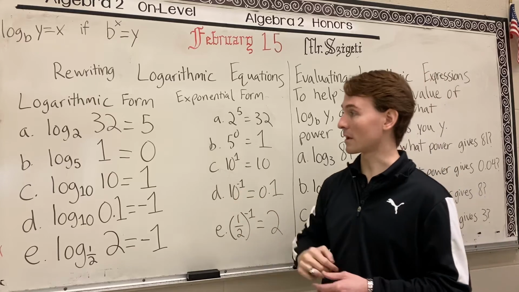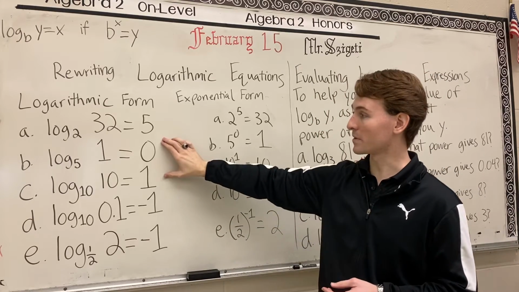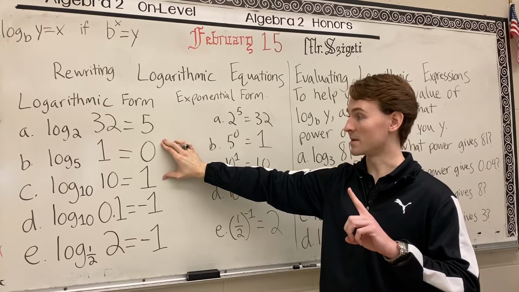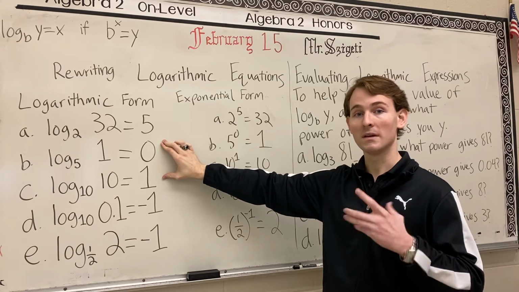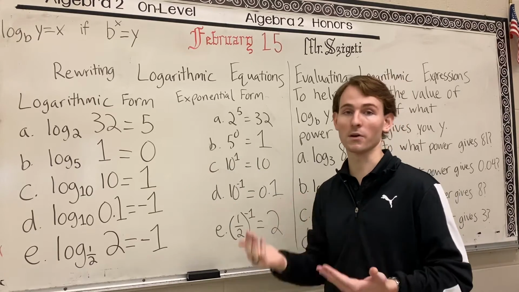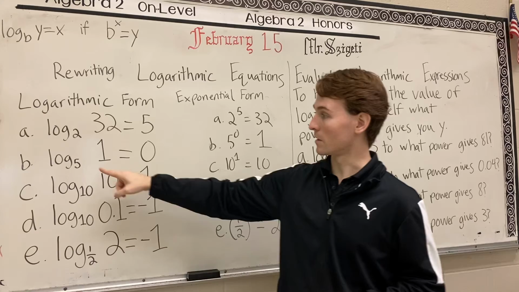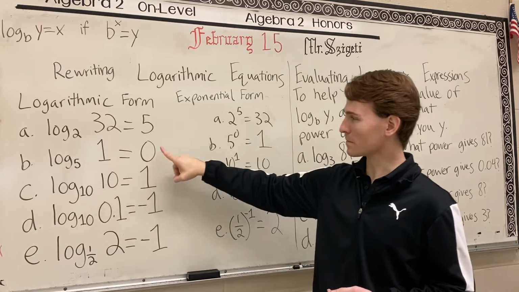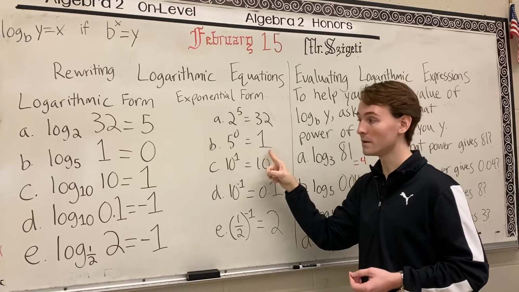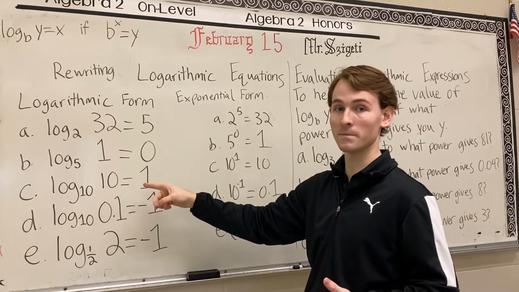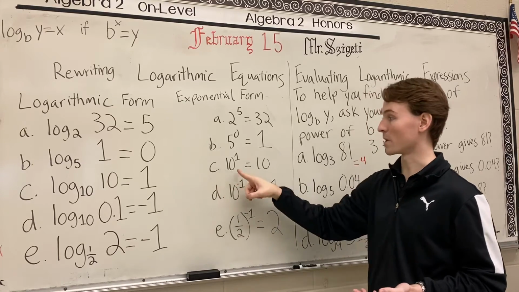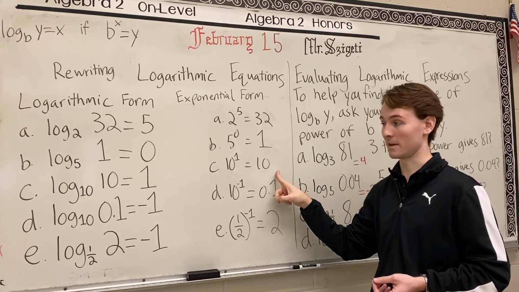So let's take a look at a couple of our examples here. Something to the 0 power gives us 1, in the same way that something to the 1st power gives us the same number. These are our two special logarithm examples that are just a good thing to keep track of. So log base 5 of 1 gives us 0 because 5 to the 0 power gives us 1. And then log base 10 of 10, the same as log base b of b, of course gives us 1, in the same way that 10 to the 1st power gives us 10.